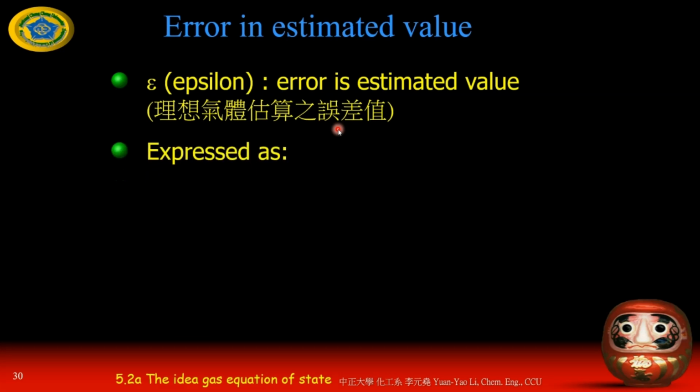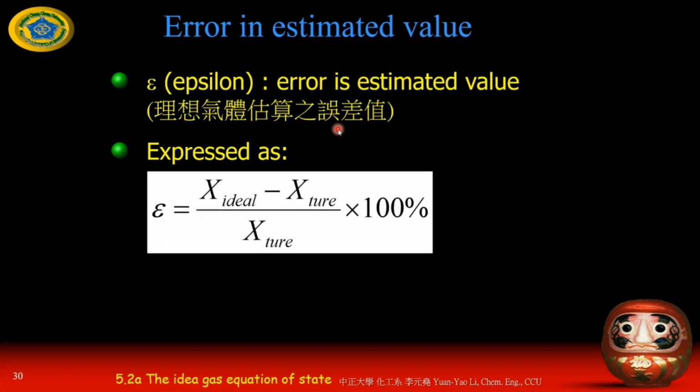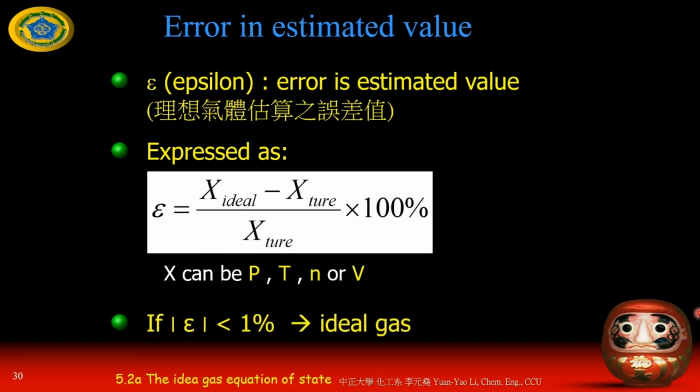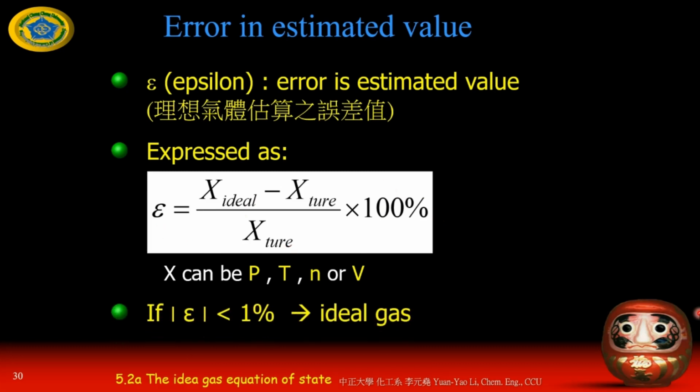So you use epsilon. Epsilon is X ideal minus X true, divided by X true, times 100%. X can be pressure, temperature, mole, or volume. Once you have a value, and you know the ideal value in the ideal gas condition, you can use this equation.